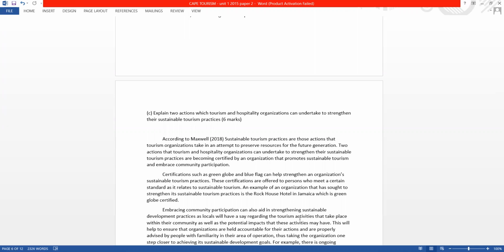So first point, let's speak about the certifications now. So certifications such as Green Globe and Blue Flag can help strengthen the organization's sustainable tourism practices. These certifications are offered to persons who meet a certain standard as it relates to sustainable tourism. An example of an organization that has sought to strengthen its sustainable tourism practices is the Rock House Hotel in Jamaica, which is Green Globe certified.